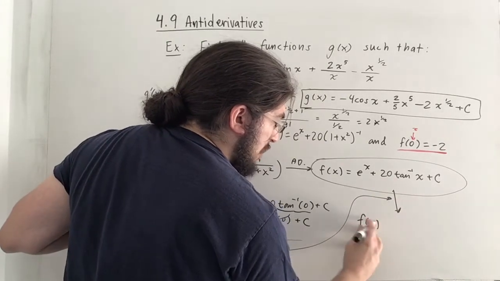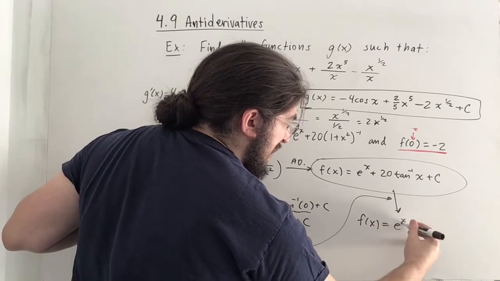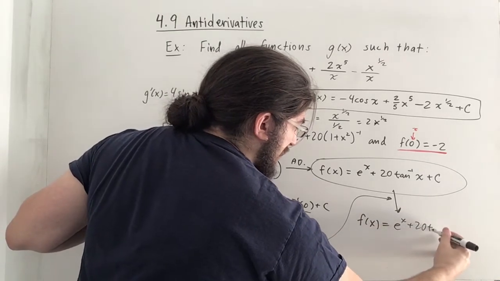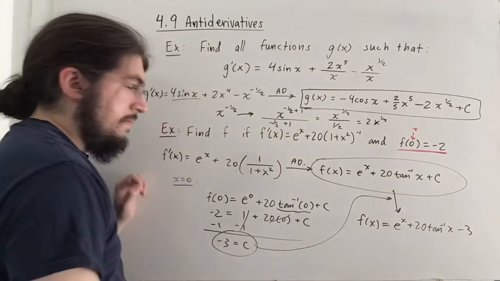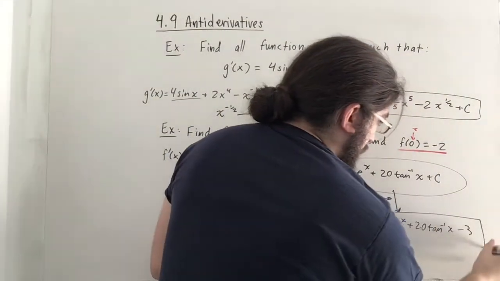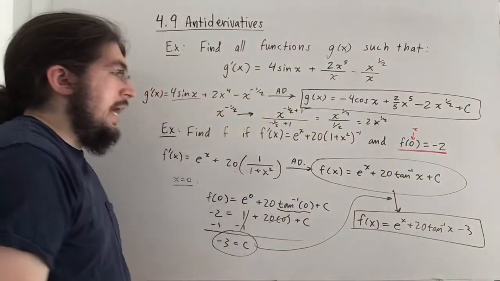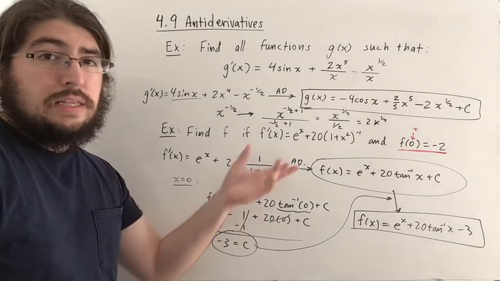Fantastic. So now plugging this result back into this result, we end up getting our final answer, that f of x is equal to e to the x plus 20 tangent inverse of x minus our constant 3. Well, plus our constant negative 3, but I wrote it like this. Fantastic. And now we'll move on to see some more examples. It'll be kind of similar, but maybe a little more challenging than these.